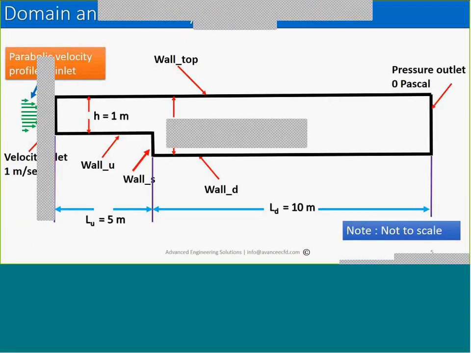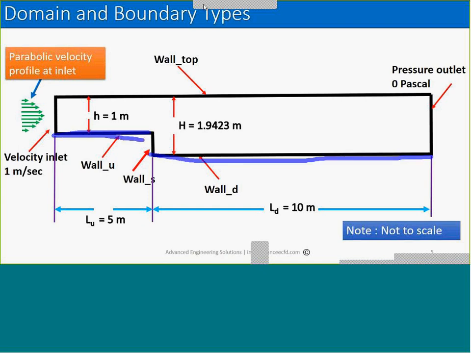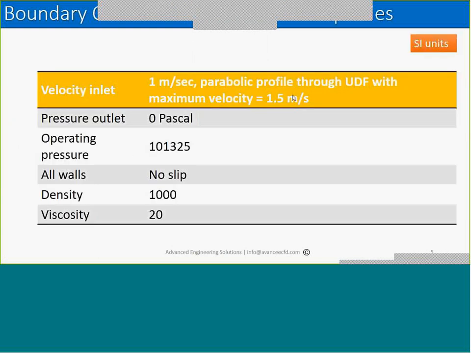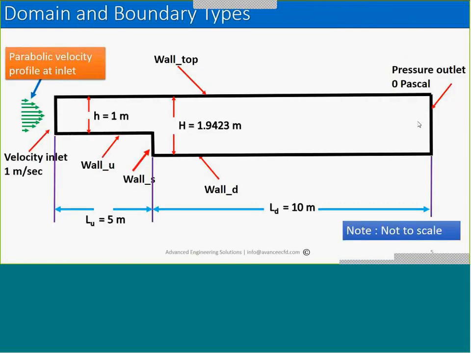So from here we have all the geometry conditions. The small height is 1 meter, this is 1.9423, this side is 0.9423, this upstream length is 5 meters, this downstream length is the chosen length. So the geometry is fixed now, and the velocity is fixed at 1 meter per second. We can apply the parabolic velocity profile with the help of a UDF, which is the user defined function. The outlet has the zero pressure condition, and all the walls have the no-slip condition.